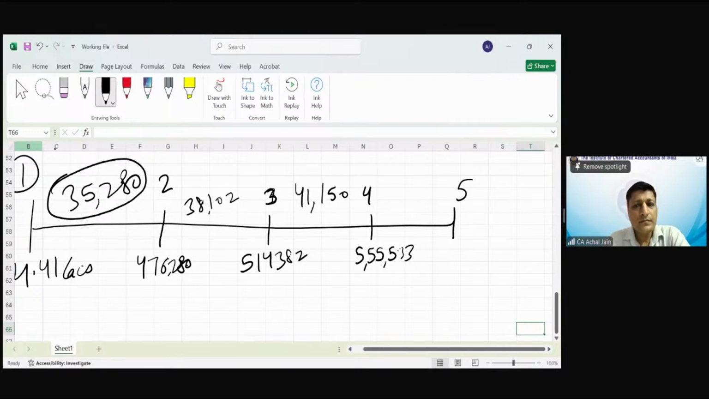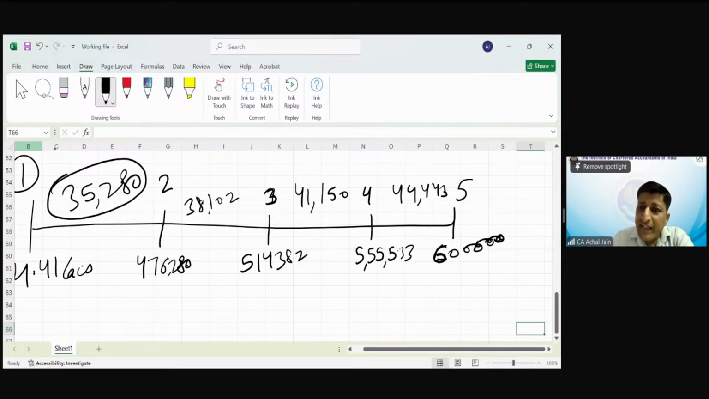Sir, 44,443. 44,443. Okay, now tell me the amount. If you add this, what do you get? Sir, 5,99,956, which is equivalent to 6 lakhs. Yes or no? Yes, sir.